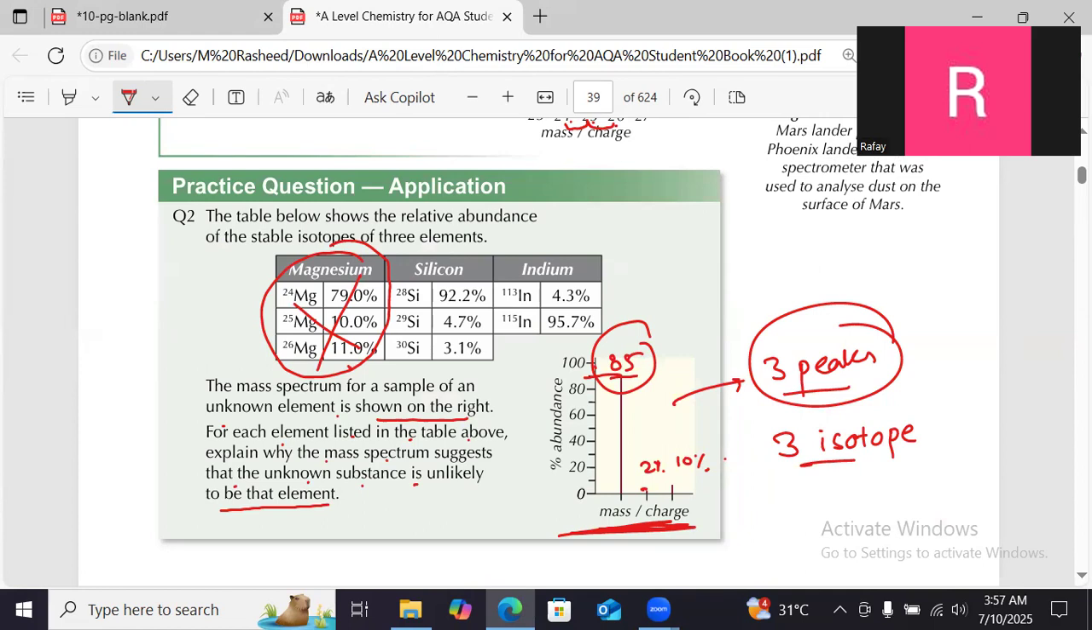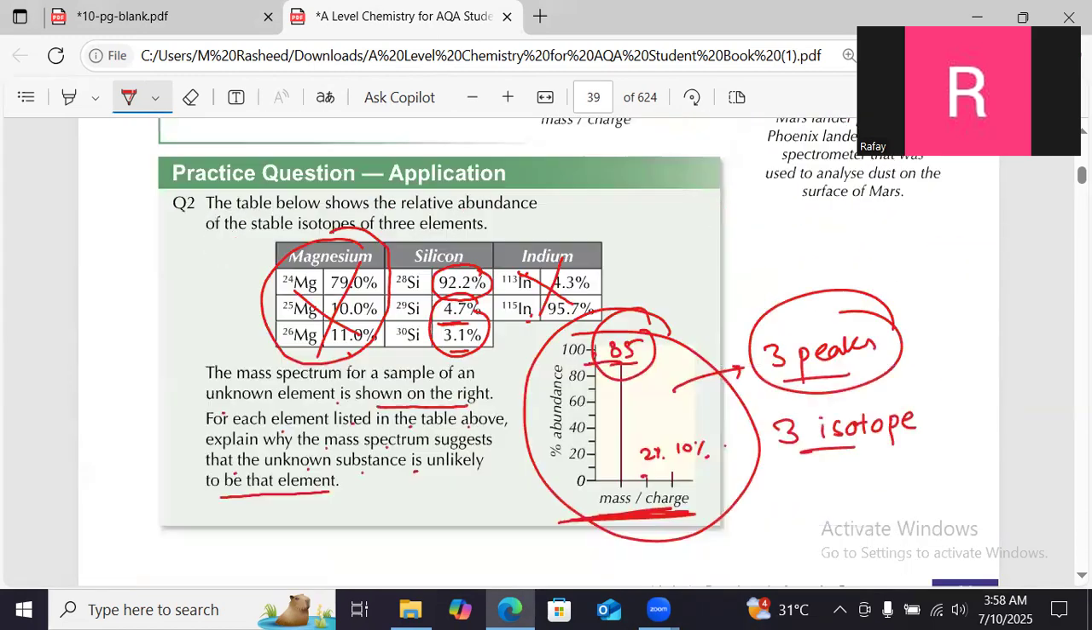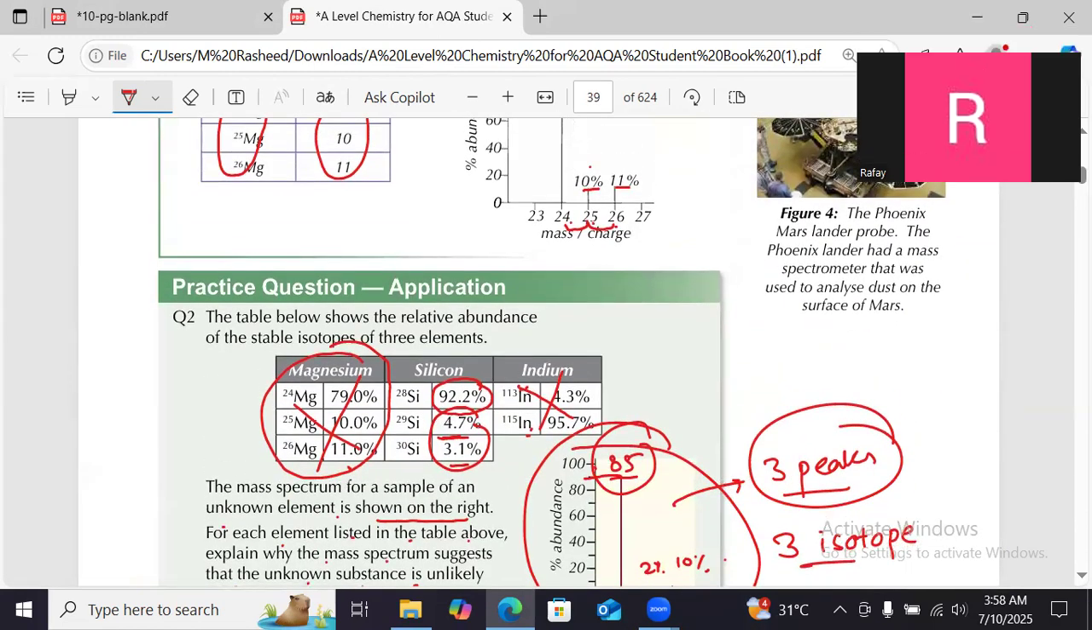Similarly, silicon has an isotope at 92.2, but over here it's around 85 or 90. And 4.7 and 3.1 do not correspond. And indium has only two isotopes, so it cannot be this element. So this spectrum belongs to some other element, but not these three. Clear? Okay. So this was all about the mass spectrum.